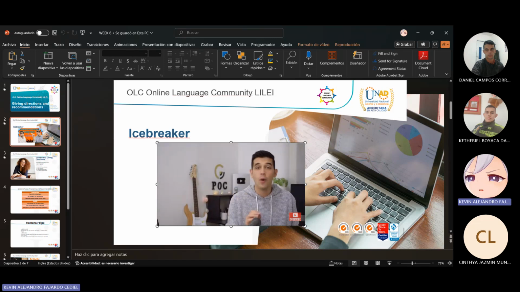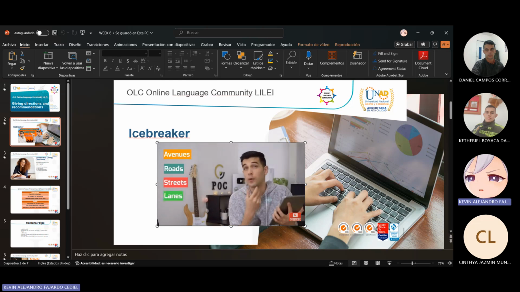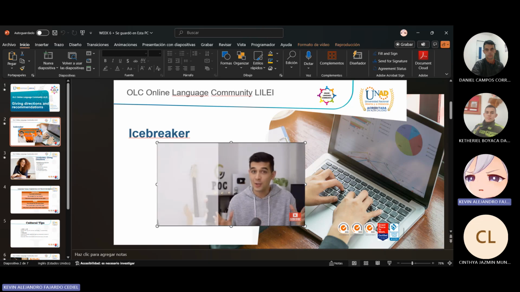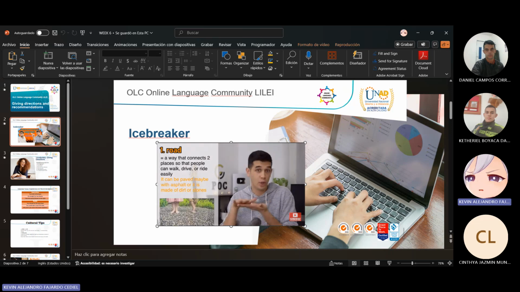Okay, let's start with different street types. What are the differences between avenues or roads or streets or lanes or ways or trails or maybe boulevards or highways? Let's start with number one, road. A road is a way that connects two places so that people can walk or drive or ride easily. A road can be paved, maybe with asphalt, or even made of dirt or stones. So road is a general term.